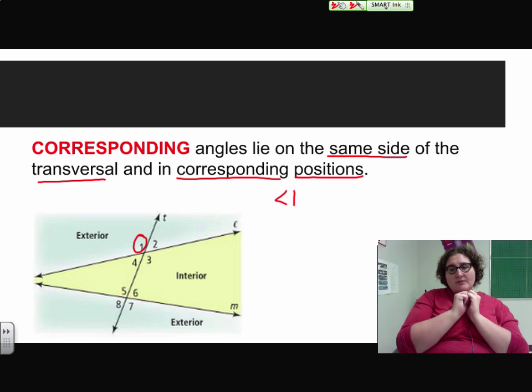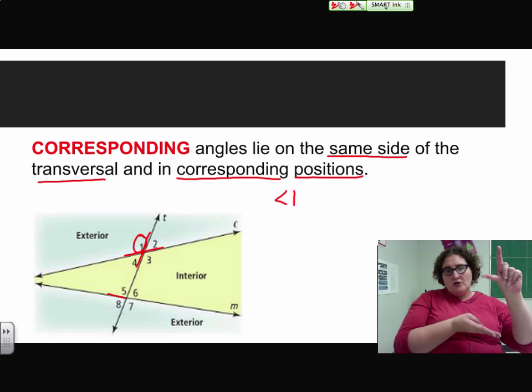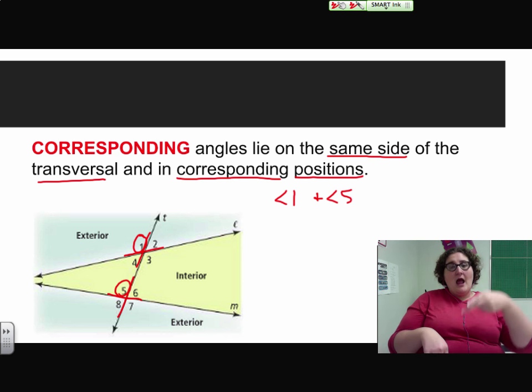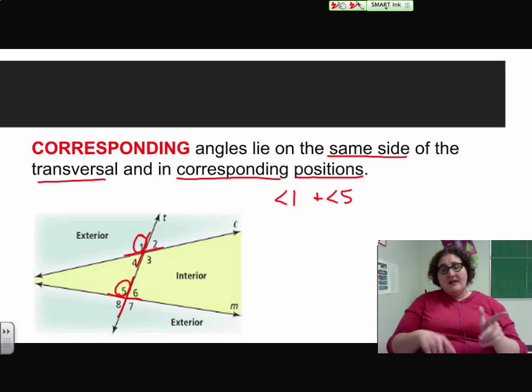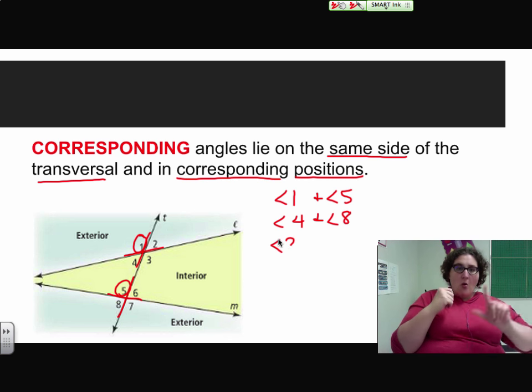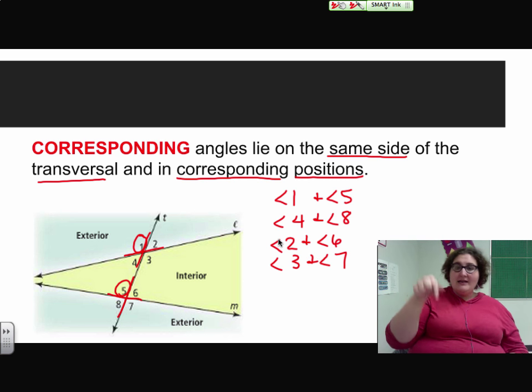So since this is in the upper left, if I look at according to this transversal, with this line, my transversal or upper left would be 5, so it's angle 1 and angle 5. Then I could also have angle 4 and angle 8. It would be angle 2 and angle 6, angle 3 and angle 7.